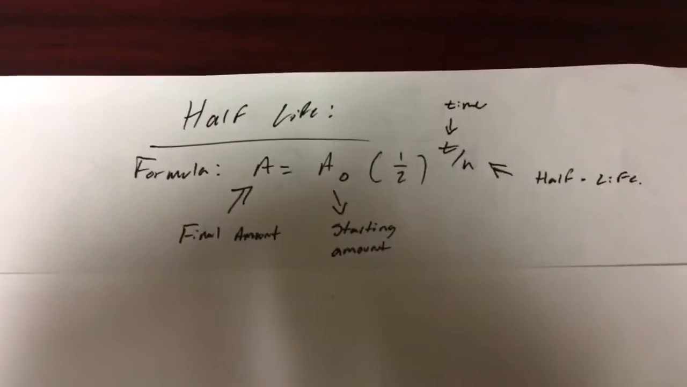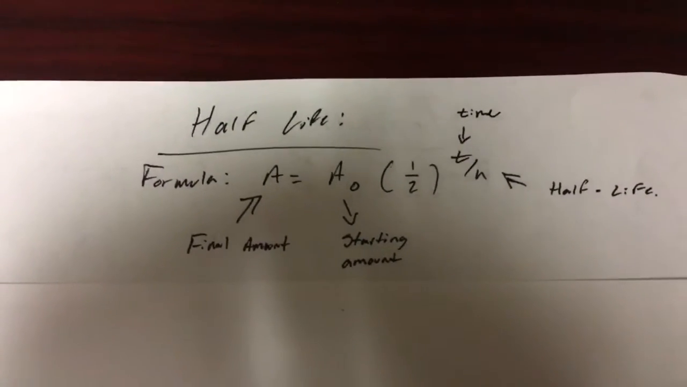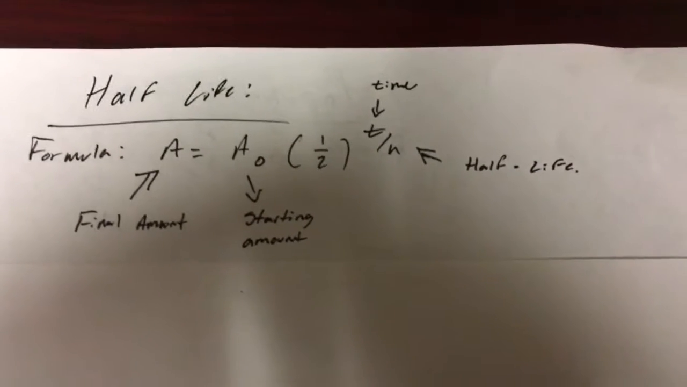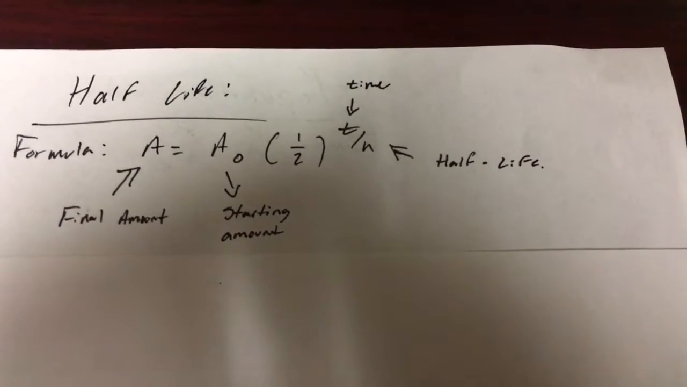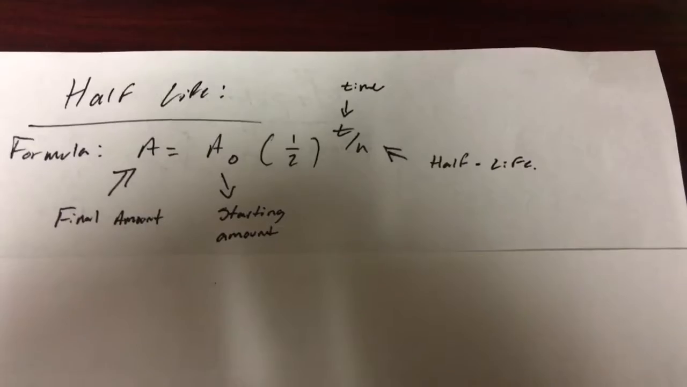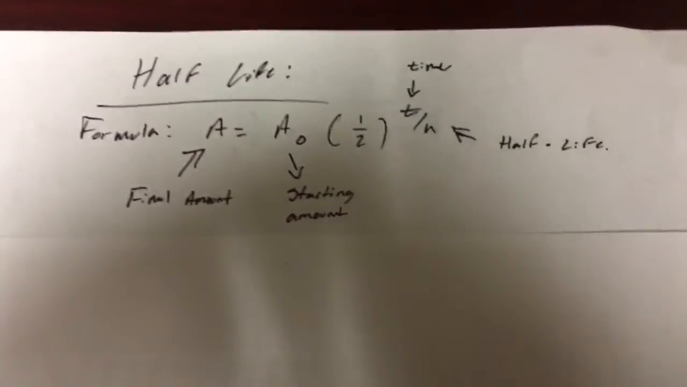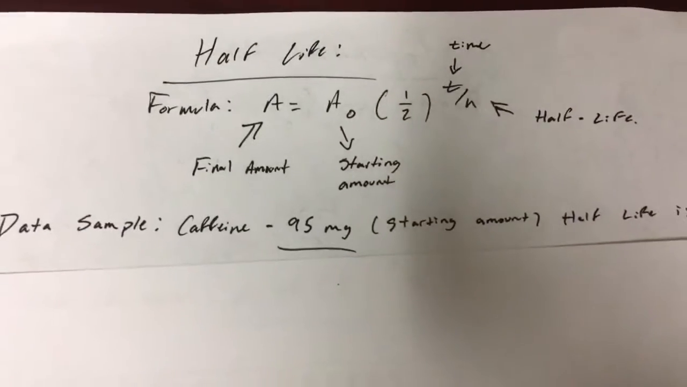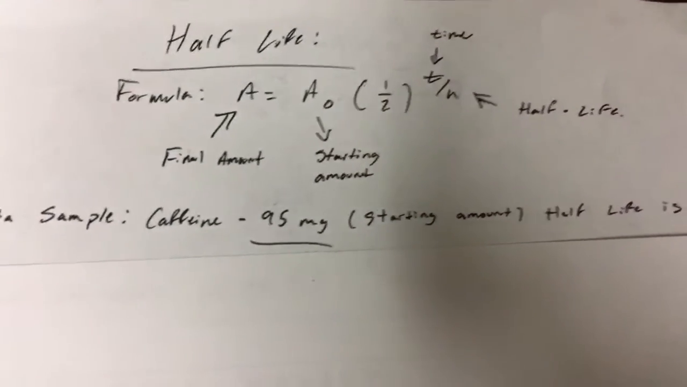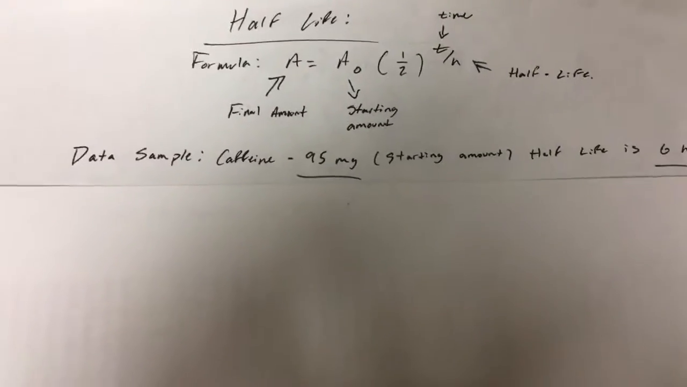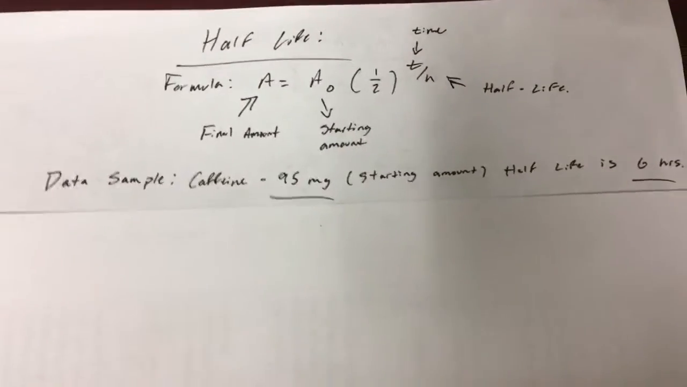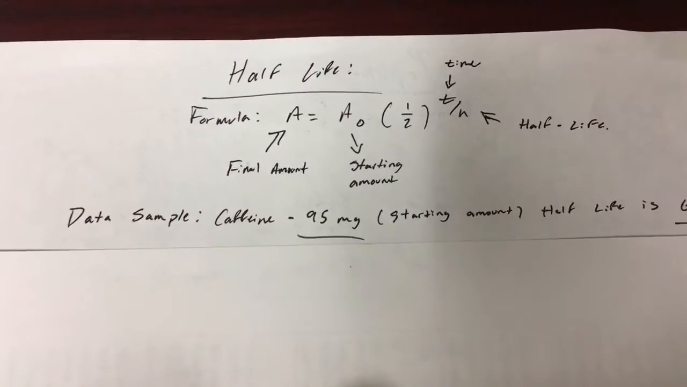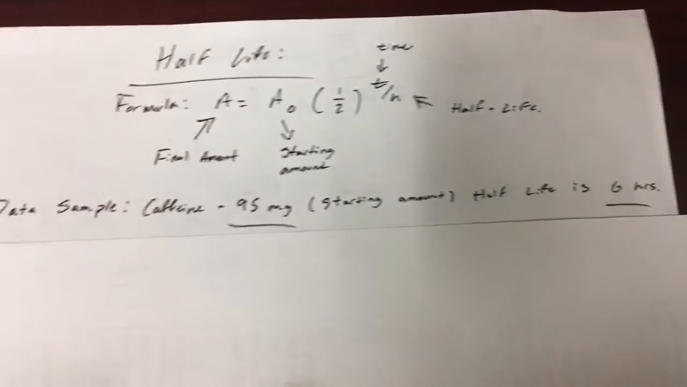Alright, so the formula for a half-life function is the starting amount times 1/2 to the time divided by a half-life power, and that would get you your final amount. Now, to show how this formula works, we're gonna use caffeine as an example.